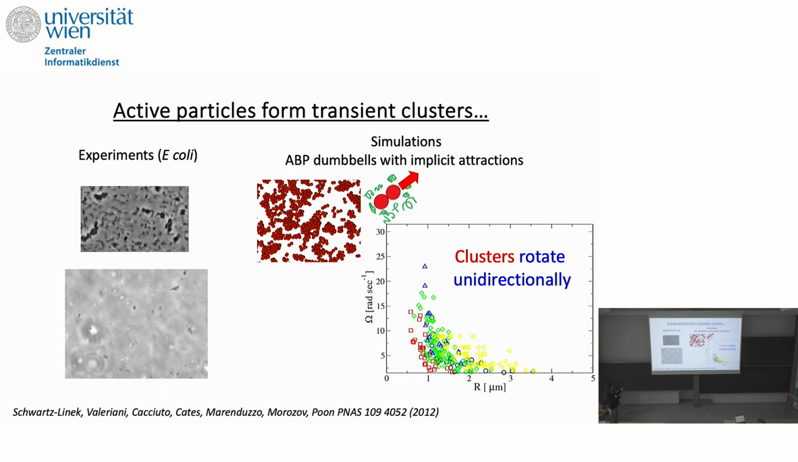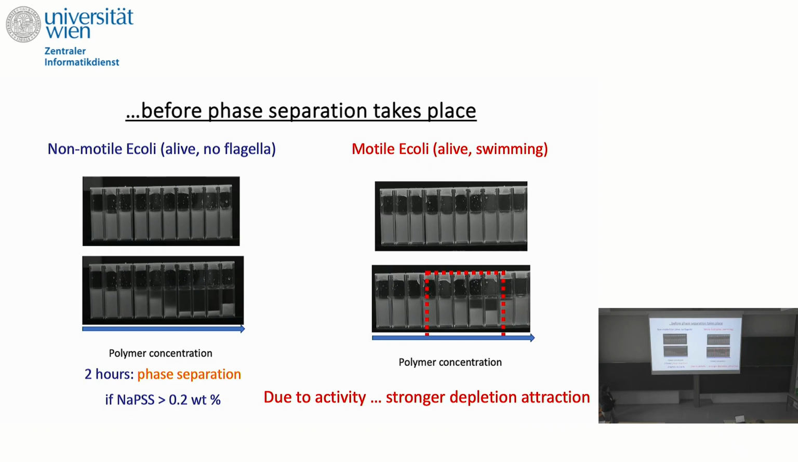And the reason for their rotation was mainly the elongated shape of the bacteria. You have to imagine that when two bacteria come together, they stick, and due to the fact that they are elongated, they start rotating. And we observe this both in simulations and in experiments.